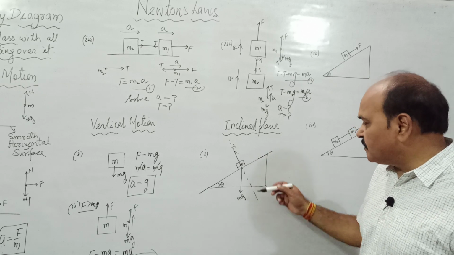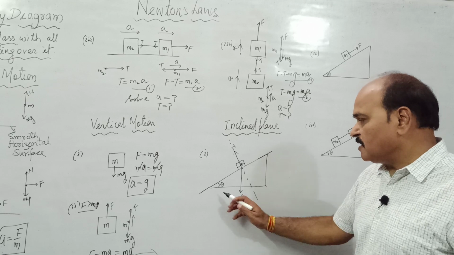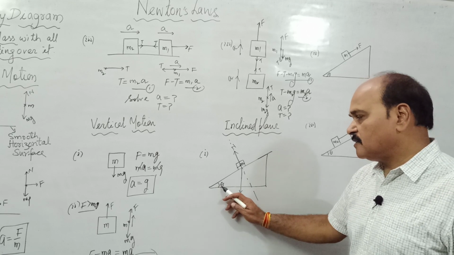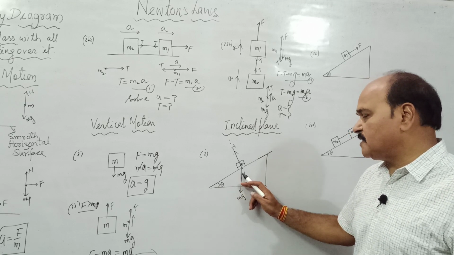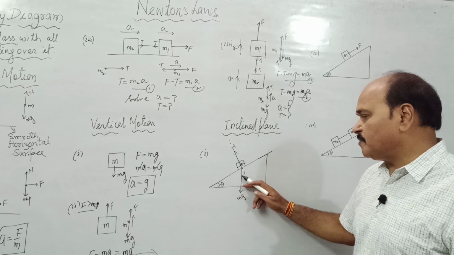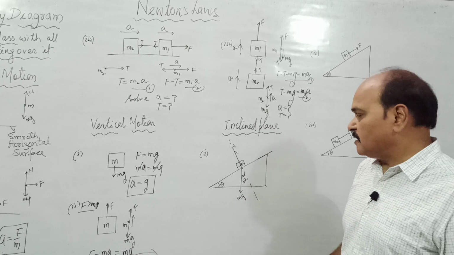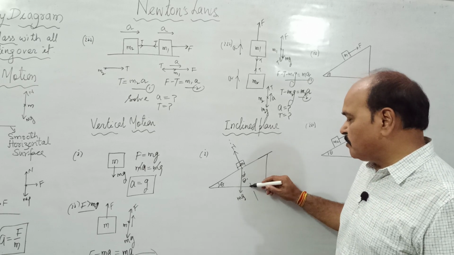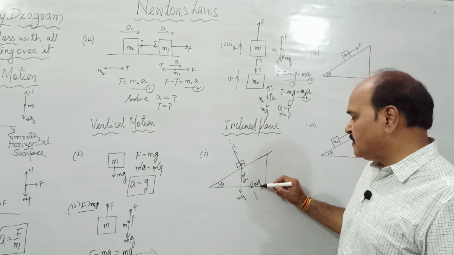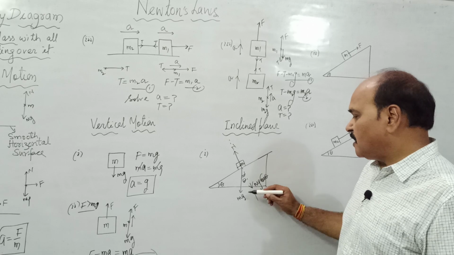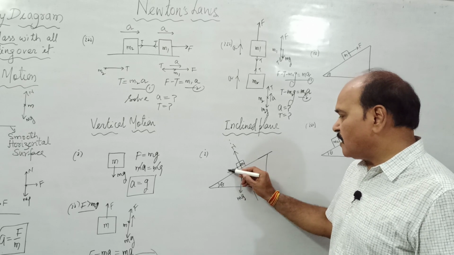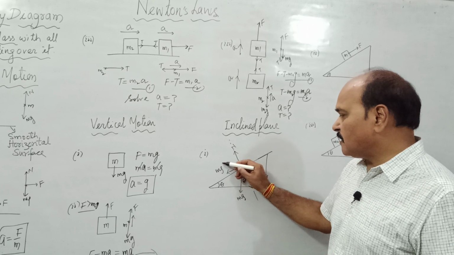So what angle does it make with any of these perpendicular axes? See, this angle is theta. This angle is going to be 90 minus theta. This of course is going to be 90. That means this angle is going to be theta. This mg will have two components. The two components of mg are going to be what? This is going to be mg cos theta, and the other component is going to be what? mg sin theta.